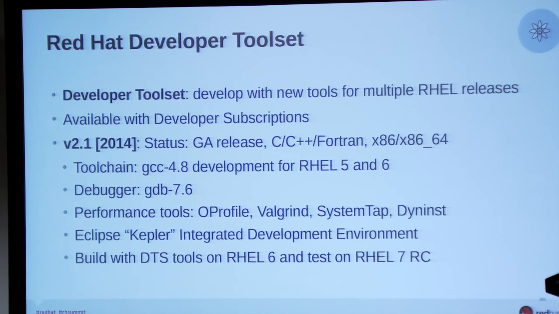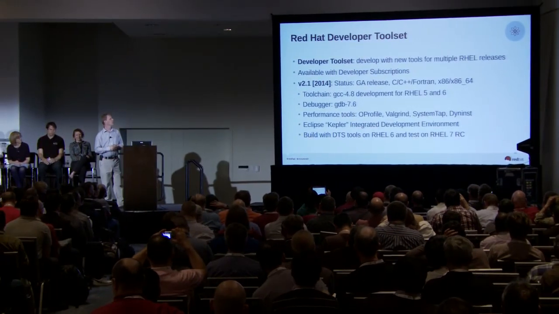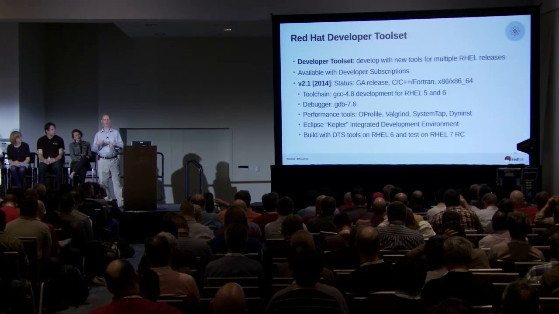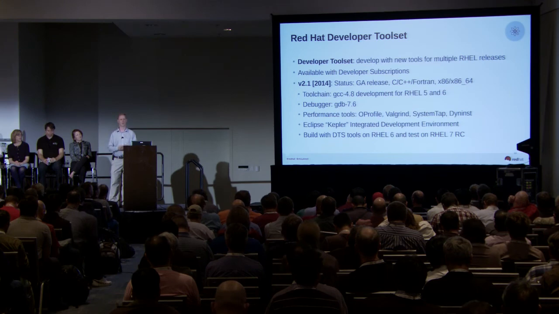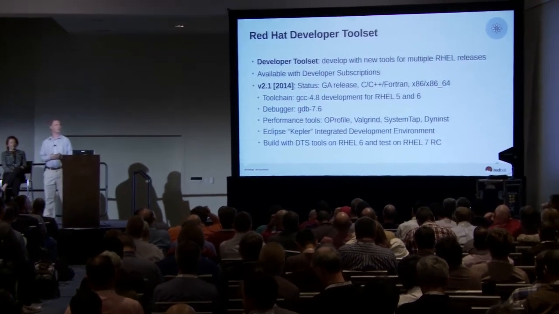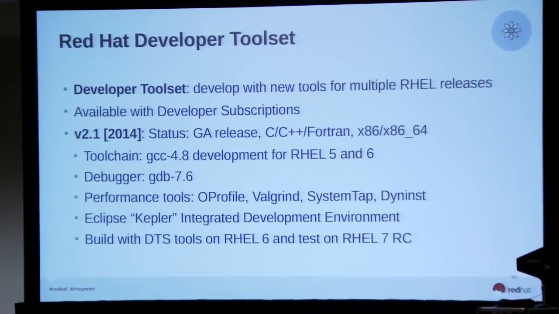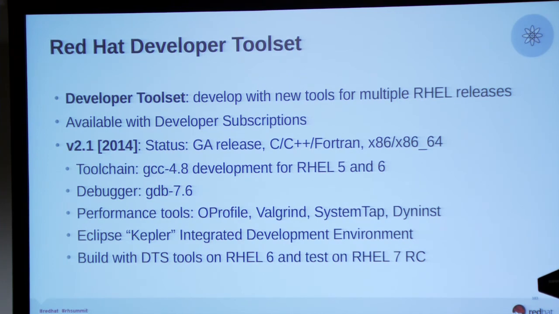Now, complementing the core tools in RHEL itself, and I should emphasize that we actually use the GCC in base RHEL to build RHEL, but we also include it for you to use. We have Developer Toolset. And a quick show of hands, who has heard of Developer Toolset before? OK, good number. So Developer Toolset is a parallel set of the latest stable tools from upstream, provided as non-default, so you have to choose to use them, but provided by the Software Collections framework, which Andre was talking us through earlier on. It's updated on an annual cadence and is available to our subscribers with a developer subscription, amongst some other ways. Last month, we released version 2.1, and that supports C++, Fortran, x86, and x86-64.